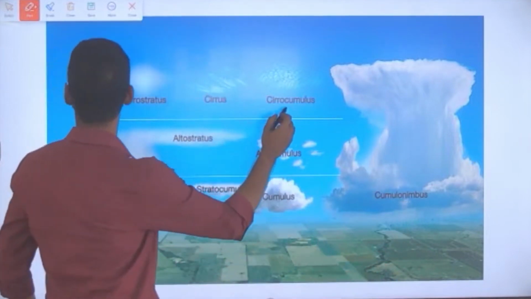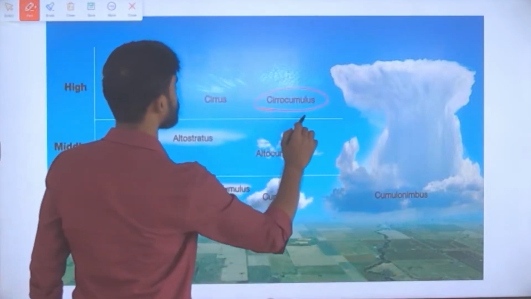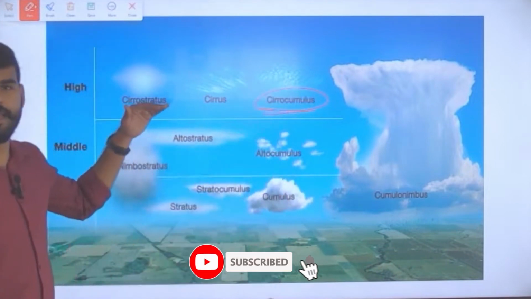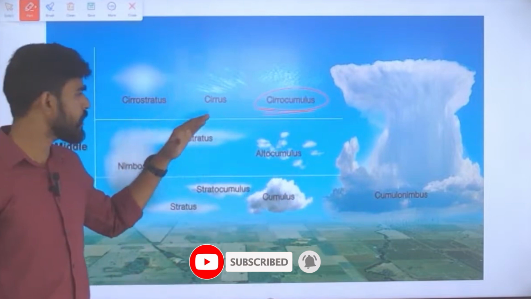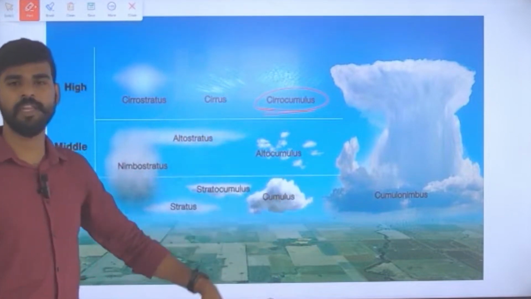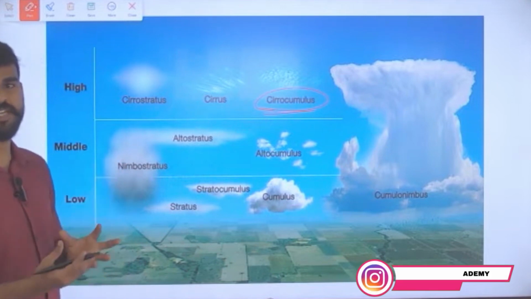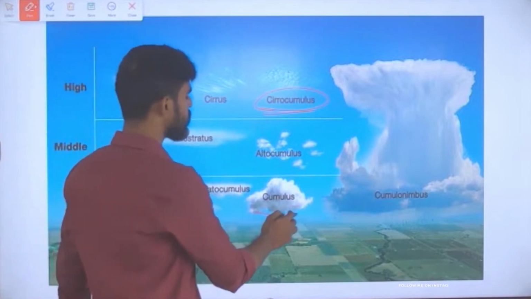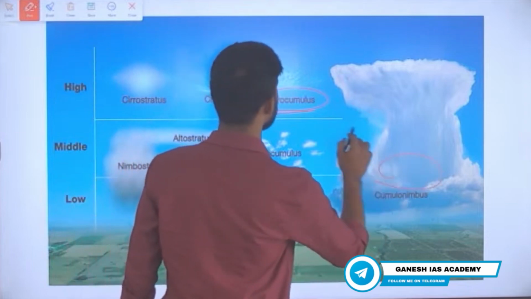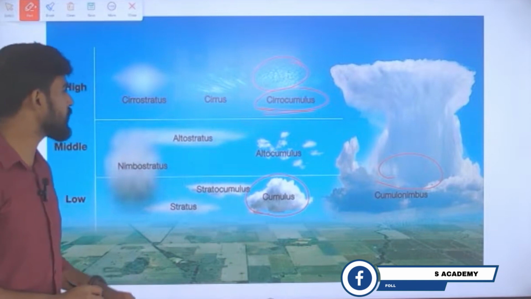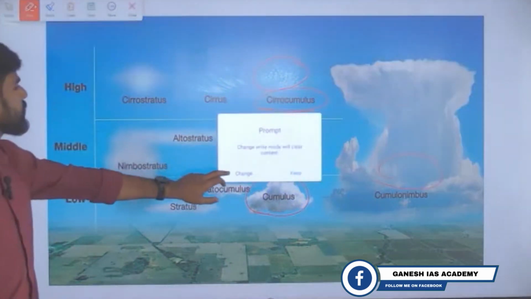And then there is cirrocumulus cloud, which is like this, which is there in high altitude regions. Okay, so all these together are called as cumuliform clouds because of its shape, that is like cotton balls. Okay, so all these three look like cotton balls, this one and this one. Okay, so this is what we need to understand from this particular thing.